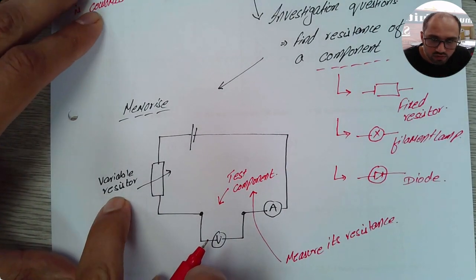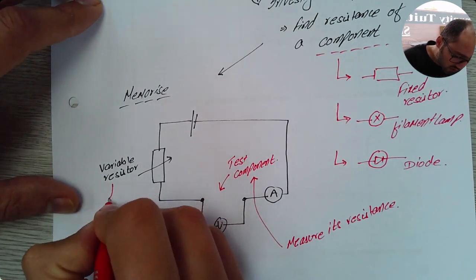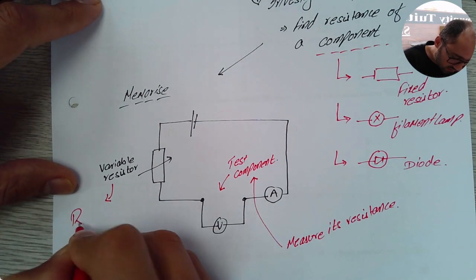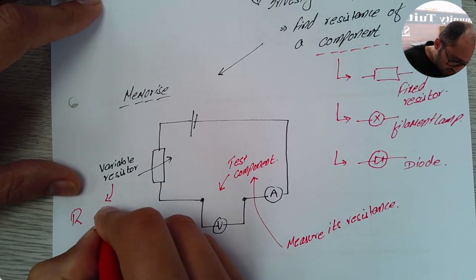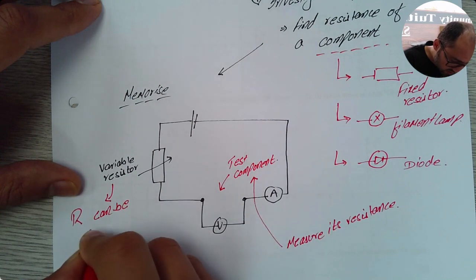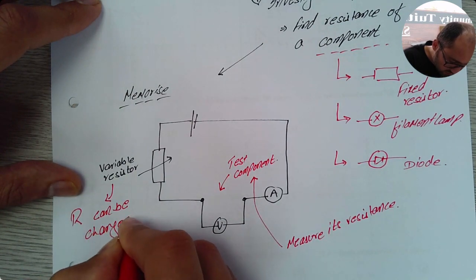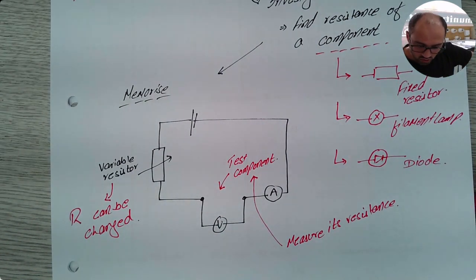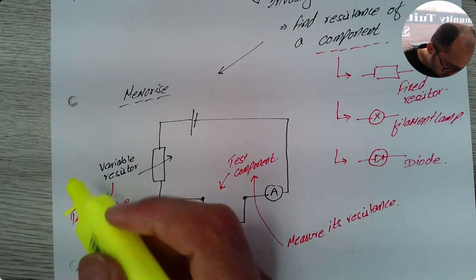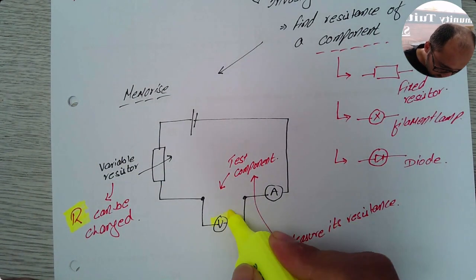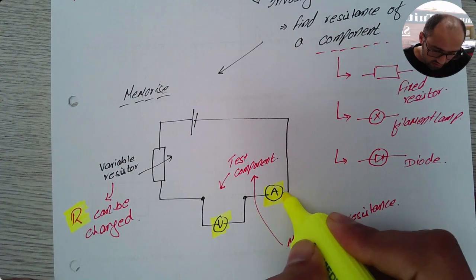This is my variable resistor. So for this variable resistor, we'll have to look at these three things. 1, 2, and 3.